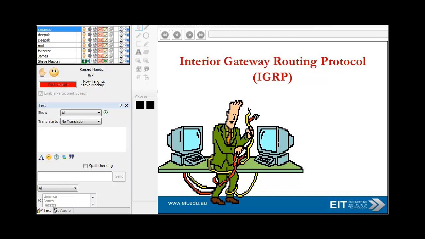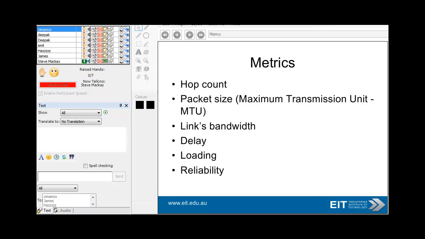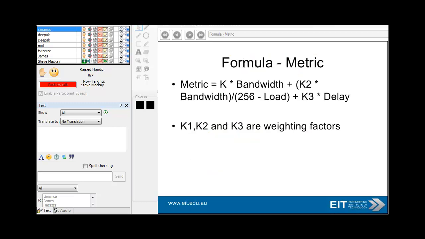The next protocol, which is more sophisticated than purely distance, is the Interior Gateway Routing Protocol, IGRP. And the goals are for stable routing, and you get a pretty quick response to changes with very low overhead. And obviously far better than just distance. The metrics here which you use to measure your routing are hop count, packet size, link bandwidth, which, as you would have seen, is missing from the RIP protocols. Delay, loading, and reliability. These are all metrics that you use.